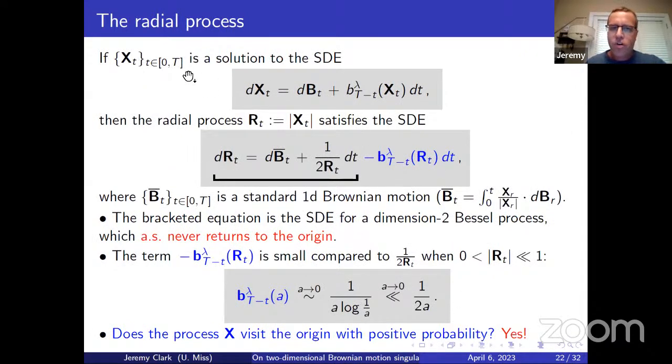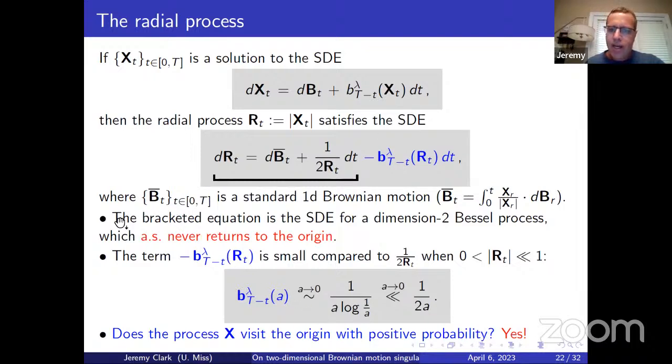If you define the radial process R as the norm of the process X, then it satisfies this sort of Bessel equation. So this is now a one-dimensional stochastic differential equation. It's driven by a Brownian motion, and then it has this extra drift term. This is a standard thing for a Bessel process. And then it has this drift term, which we already had from up here.